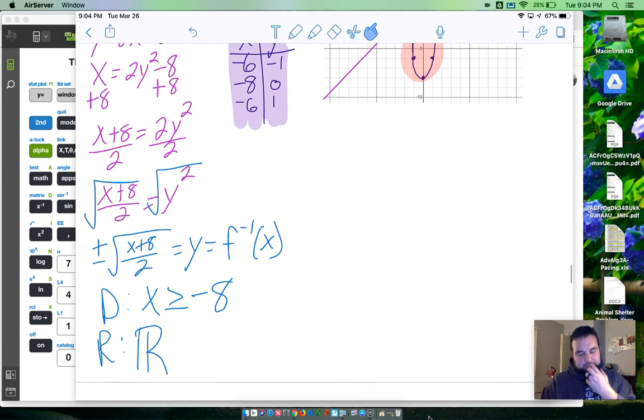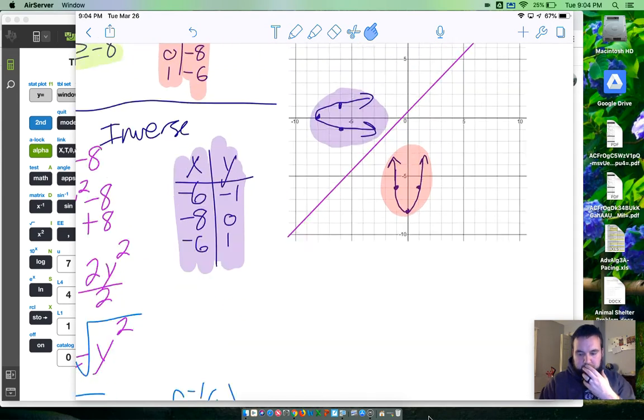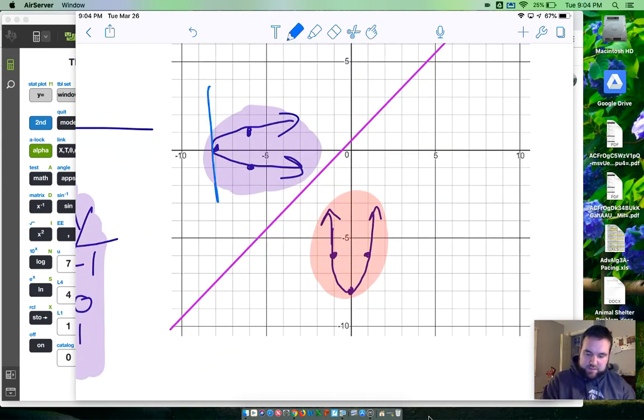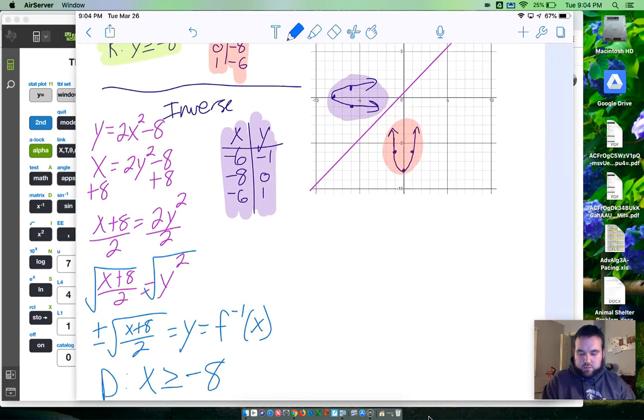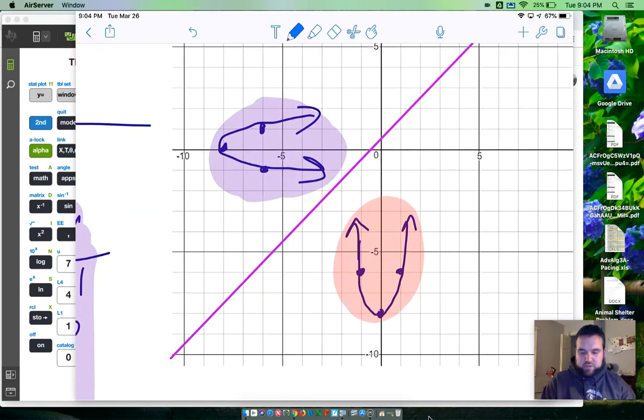And you can kind of see that from the graph, right? If we look at this function, it's starting at -8 and going to the right. And then the range, it's going to hit every y coordinate. This will hit all the positives. This will hit all the negatives.